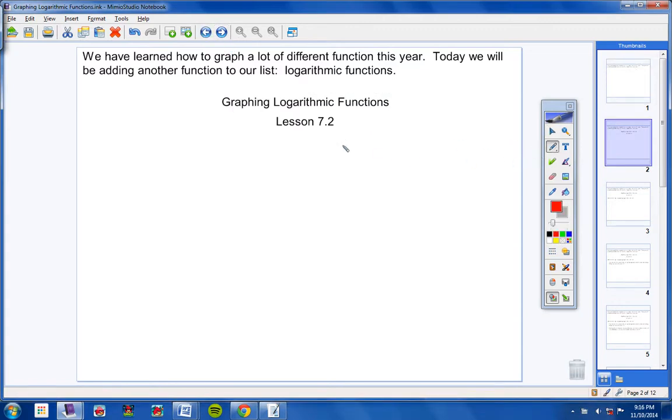Logarithmic functions, lesson 7.2, and be sure and include today's date. All right, there we go. And let's continue on.